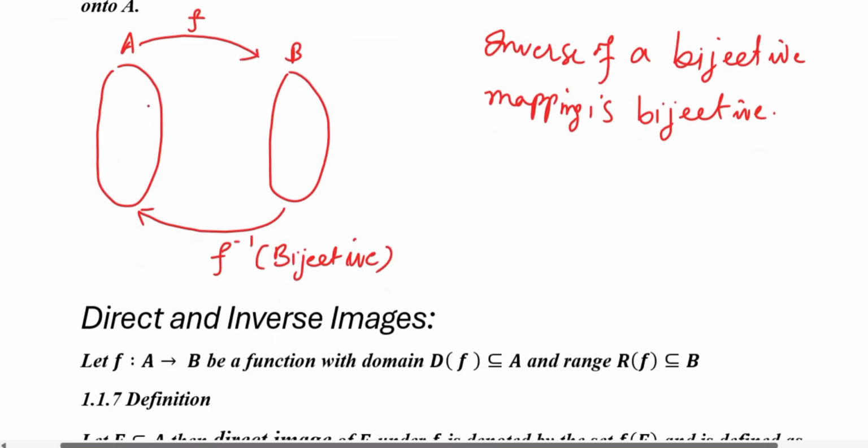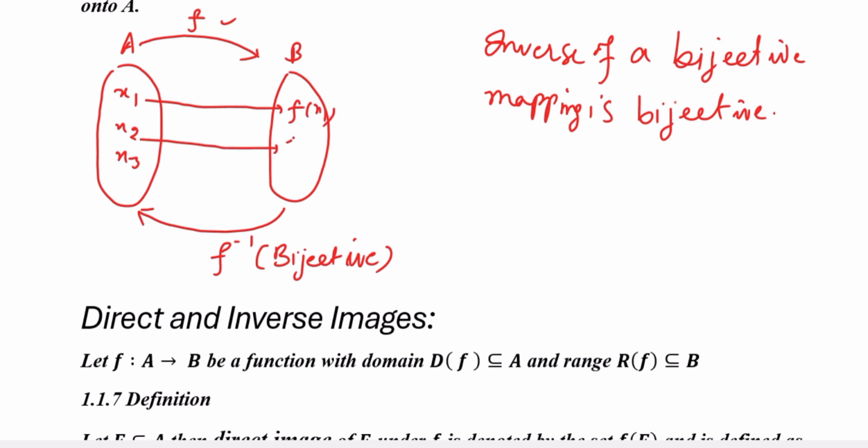This definition of surjective function says that if there are some elements here x1, x2, x3, when we apply f at x1 we have an image f of x1. Similarly, when we apply f on x2 we have an image f of x2. Suppose this is y1, this is y2. F is called a surjective function if for all y belong to B.